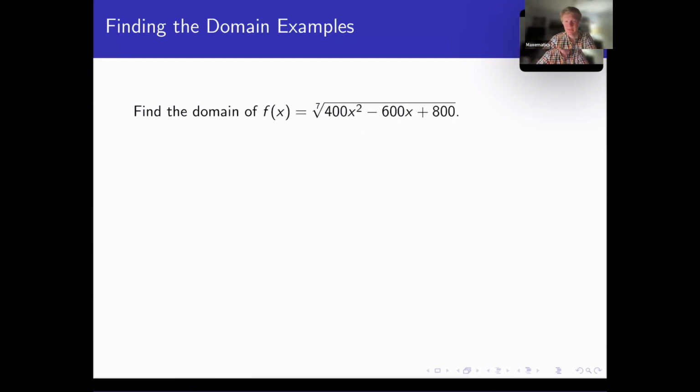Now, doing a whole bunch of examples, here we go. Find the domain of the 7th root of 400x squared minus 600x plus 800.